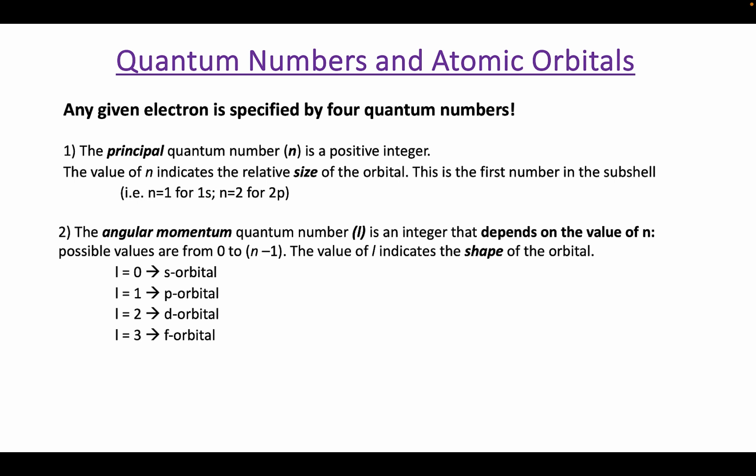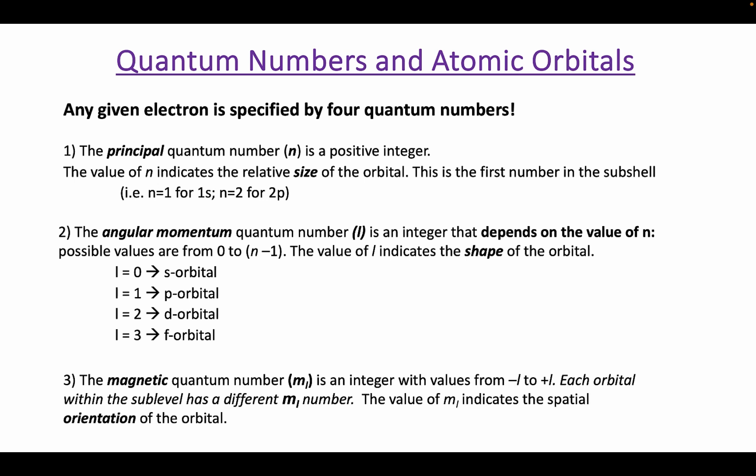And the largest it can be is 1 less than n. So if n is 2, the largest it can be is 1, which shows us why we don't have d orbitals. So again, these are rules. These are actually reflections of the actual quantum calculations that give shape to these orbitals. We won't get into that too much here, but for now, really just know that it indicates the shape of the orbital, which is whether it's s, p, d, or f.